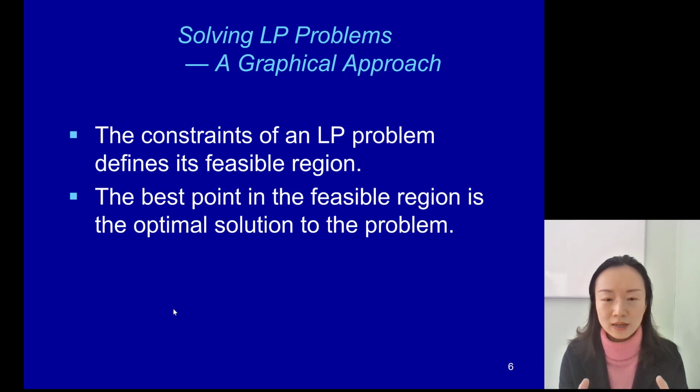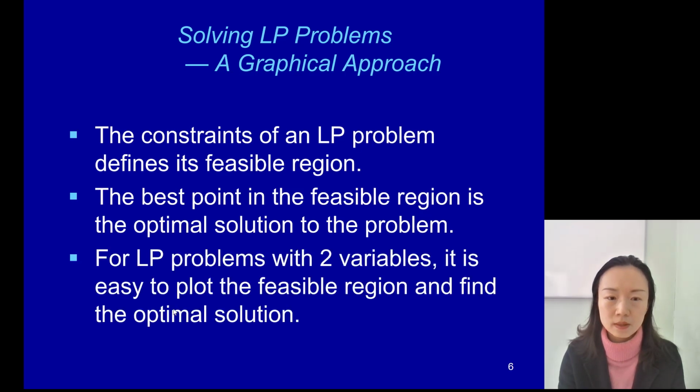So when we look at this feasible region that contains all the solutions that satisfy the constraints, we would like to pick a point or points that would give you the best objective function. And that point or points would be the optimal solution to the problem. For LP problems with two decision variables, it's easy to plot that feasible region and find that optimal solution. Let's look at how we do that.